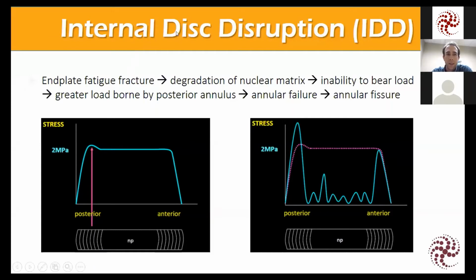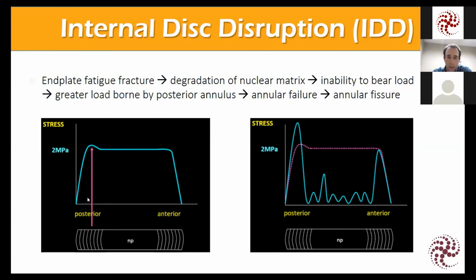And so there's this concept of internal disruption, which is what we refer to as discogenic pain, or pain from a disc. The thought process of how this occurs is that initially you get an injury to the vertebral end plate. When that happens, you get loss of the nuclear matrix, so the nucleus starts to degrade. If that can't bear the load of your spine, you get more weight across the annulus. And then as you load the annulus, or that tire portion of the disc, it starts to break down.